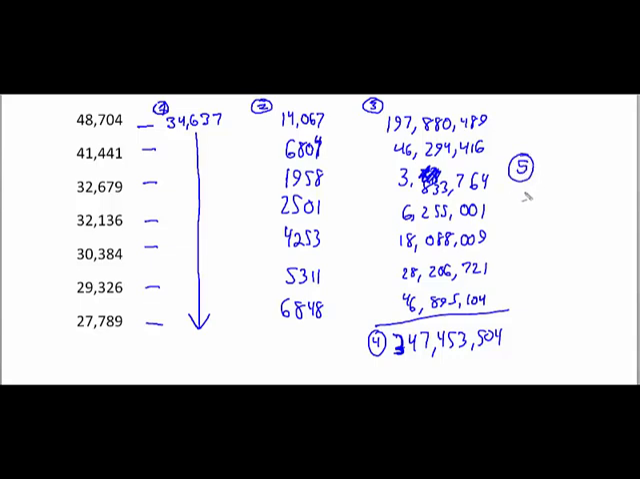But taking our total here, that $347 million, 453,504, and dividing that by n minus 1, which is 6. Now, to tell you what the n is, the number of data set pieces. We had 7, so we divide by n minus 1, which is 6. Then we get an answer of $57,908,917.33. And I am rounding it to 33 cents because we're talking about money.